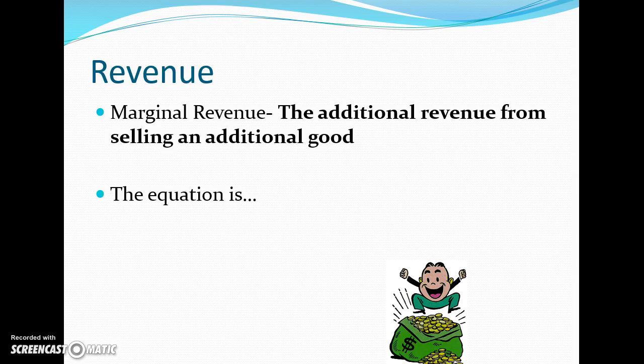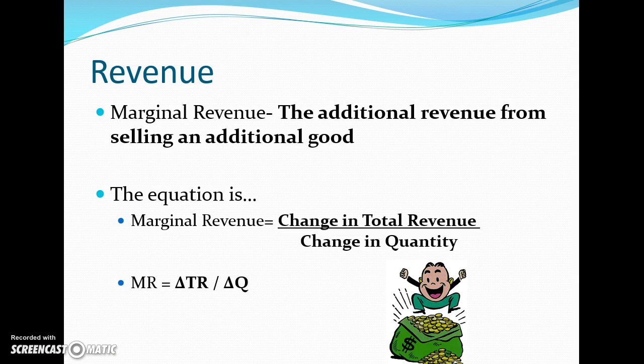Marginal revenue is how much more money you make for producing an additional good. The equation is total change in revenue divided by the total change in quantity.